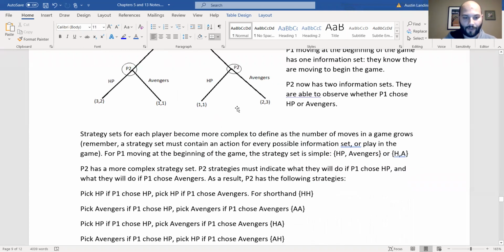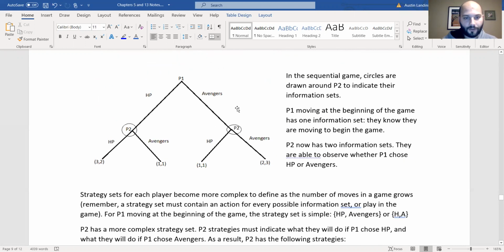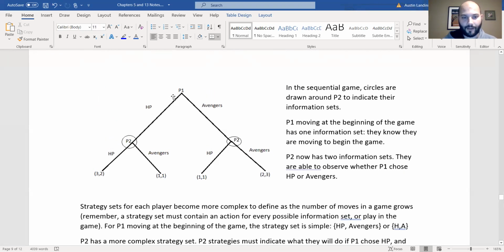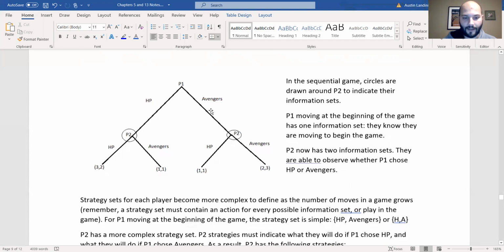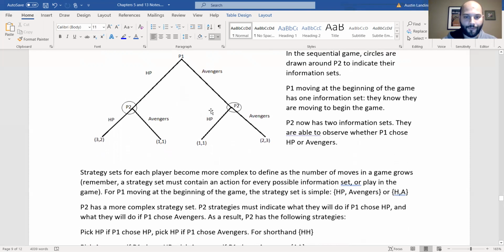Their strategy set then is relatively easy. Where did I define strategy sets? Down here at the bottom. So what's player one's strategy set going to be? They're just picking at the beginning of the game. They choose Harry Potter or Avengers. So Harry Potter or Avengers is the strategy set. But strategy sets become a little bit more complex to define when people can observe previous moves in the game. So player two chooses Harry Potter or Avengers, but they also know whether they're here or here. And to be complete, a strategy for player two must specify what they will do if player one chose Harry Potter and what they will do if player one chose Avengers.